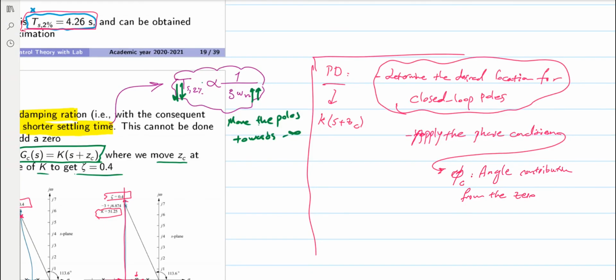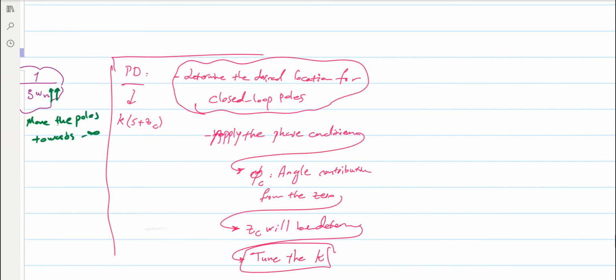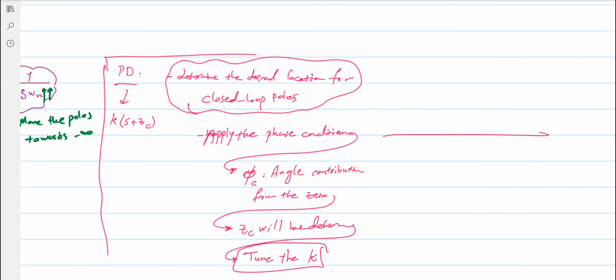Once we have the desired angle contribution from the 0, once it is found, we can determine the value for zc. zc will be determined. And once zc is determined, we can tune the value of K in order to place the closed loop poles at the desired locations. And then we will have the ideal controller for the closed loop system. Let me show you an example.